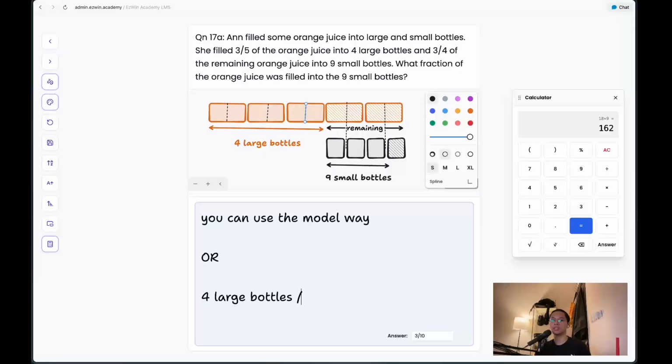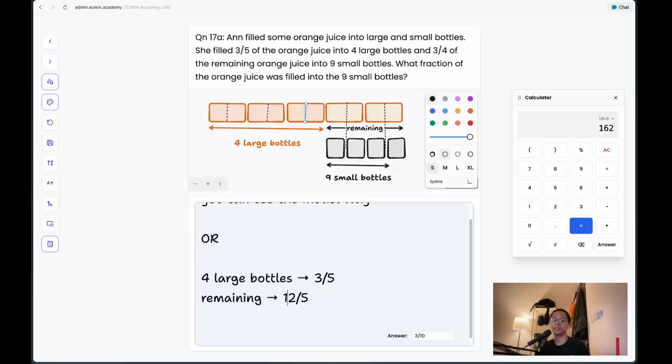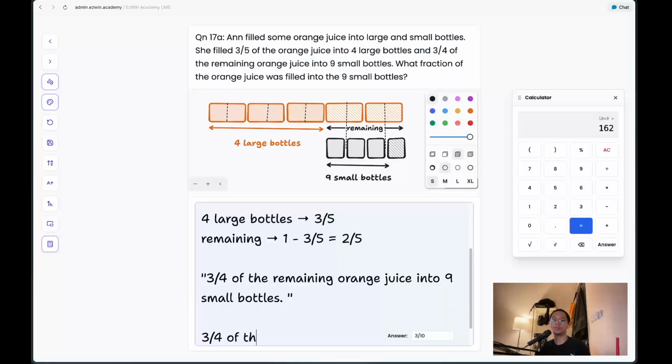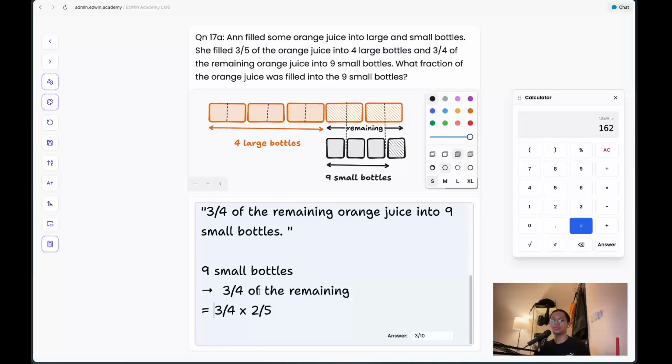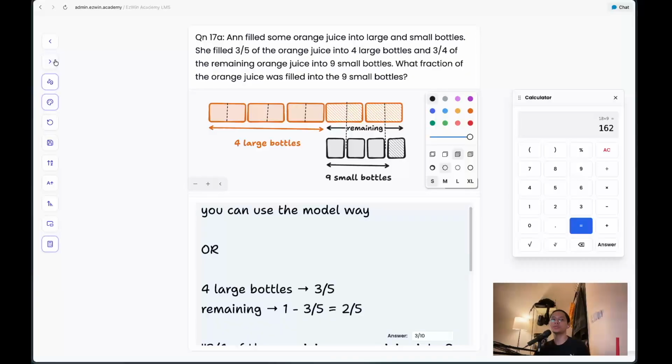4 large bottles is equal to 3/5. So the remaining is 1 minus 3 over 5, which is equal to 2 over 5. So the 9 small bottles, you see here, is 3/4 of the remaining. So 3/4 of the remaining is equal to 3/4 times 2 over 5, which in this case will be 3 out of 10. Or if you were to just multiply, 6 over 20, simplify it to 3 over 10. Okay, so that's how you do it. Okay, let's move on to part B.